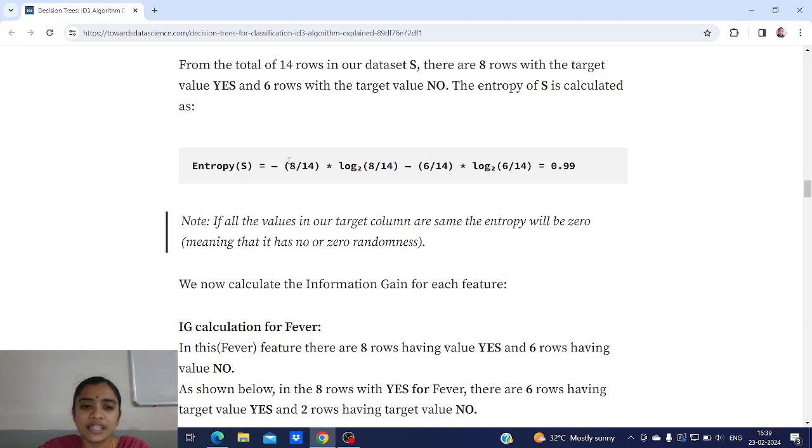Okay, in the target variable we have 8 yes values out of 14 records, and we have 6 no values out of 14 records. Okay, if you perform some calculation, you can get 0.98, which is the entropy for the entire data set based on the target variable.